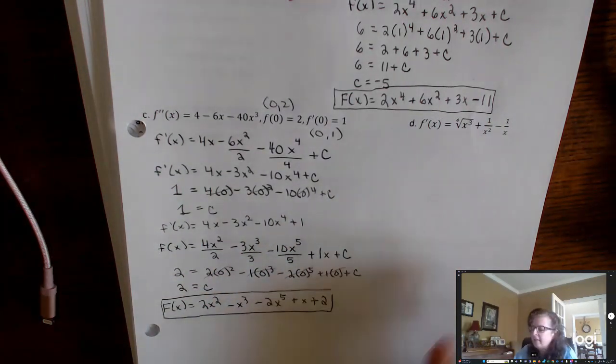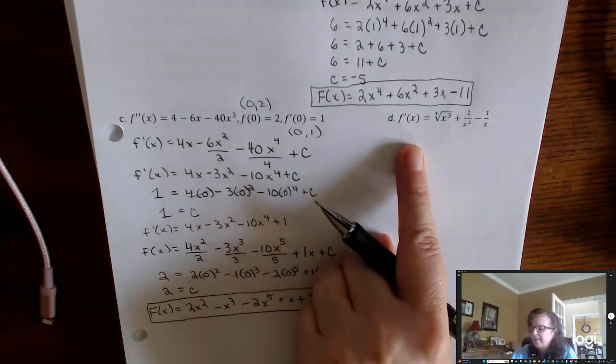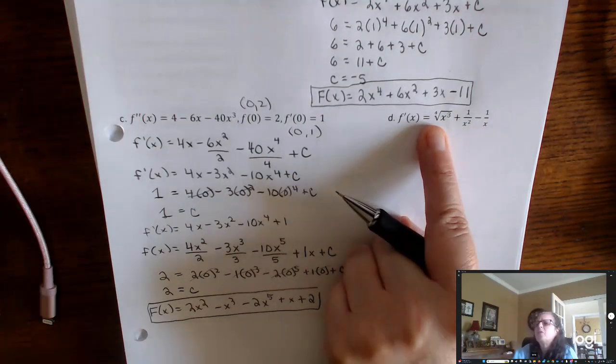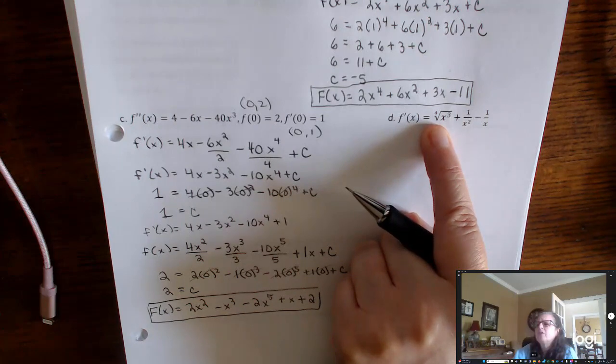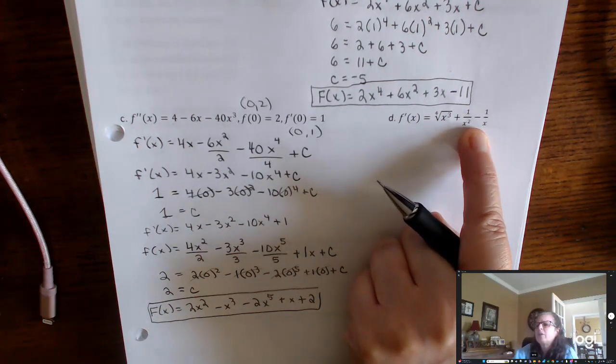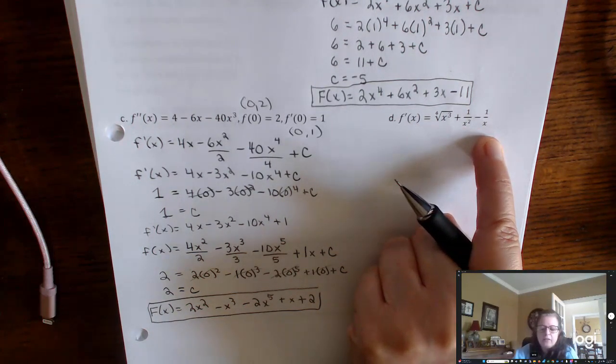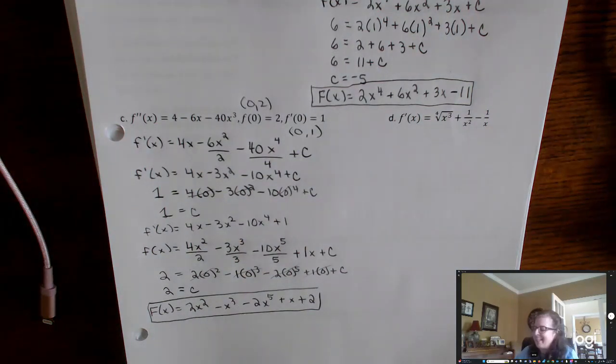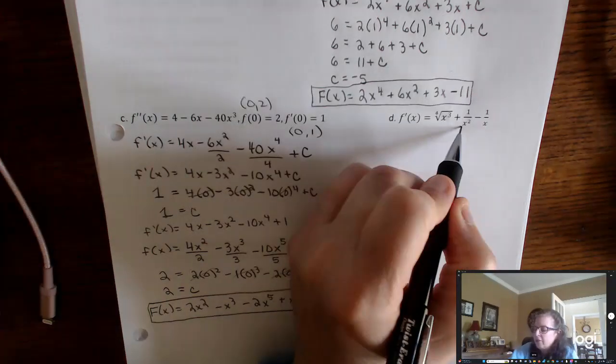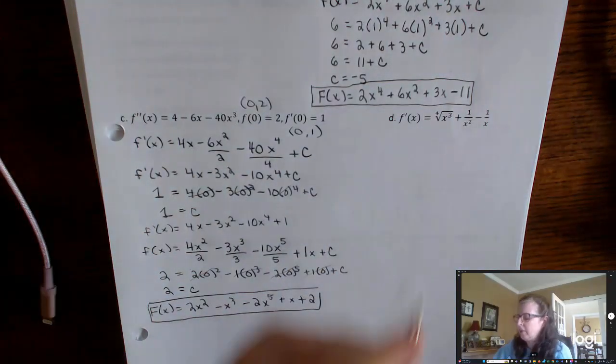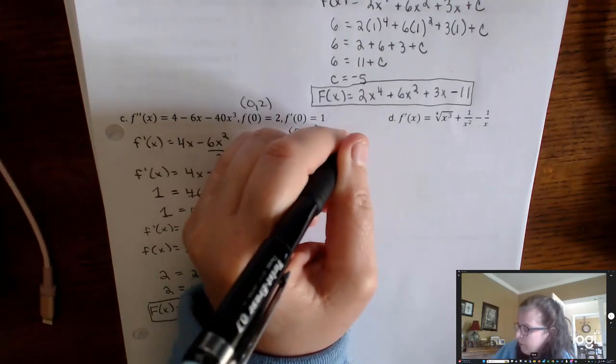All right, let's see about this one. It says f prime of x equals the fourth root of x cubed plus 1 over x squared minus 1 over x. So before I take that antiderivative, I need to get rid of the radical, and I also need to get rid of the negative exponent here. I don't necessarily have to do it here. We'll talk about why. But so I'm going to rewrite this.